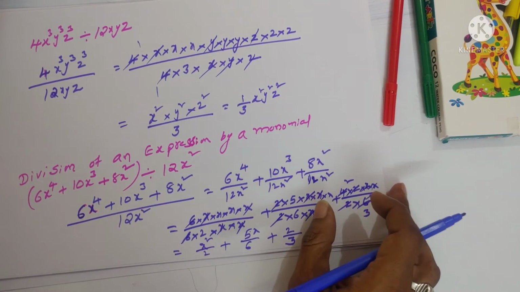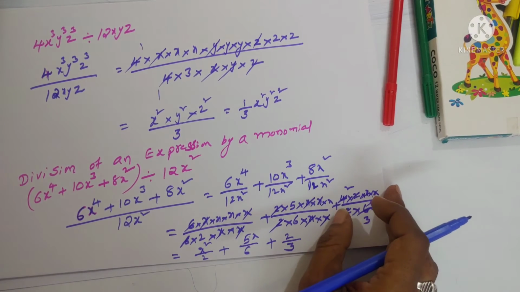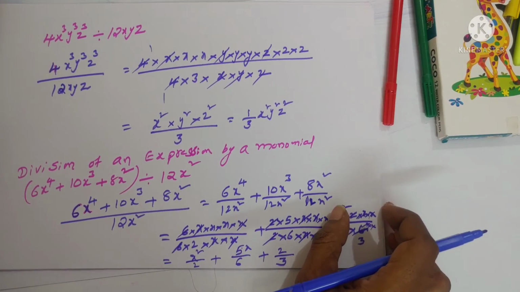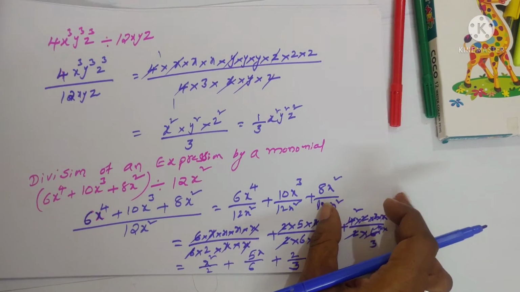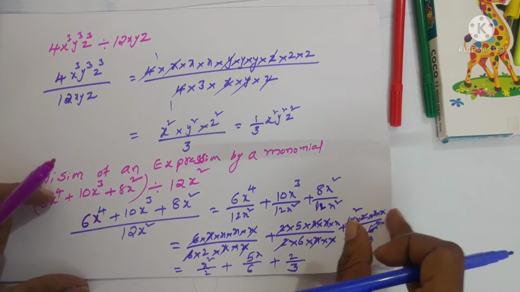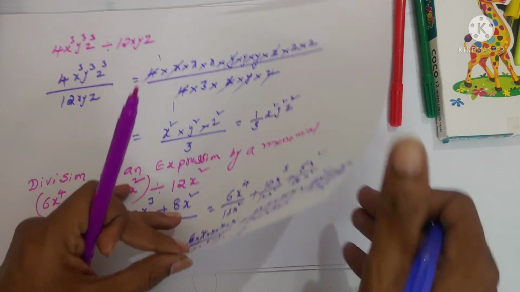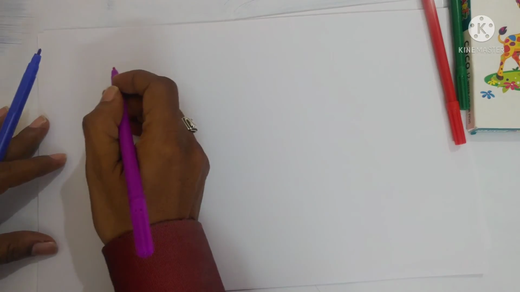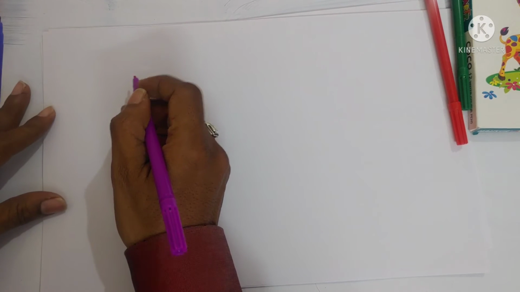So this is the way of doing the division of an expression by a monomial. Okay children, so let us take one more sum on this. So we have here, now let us see one division here.